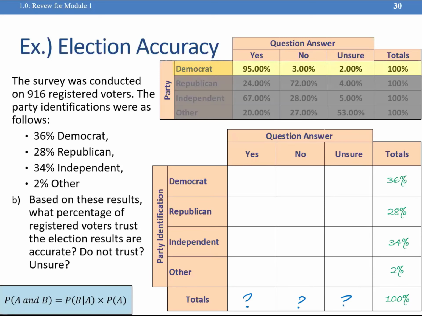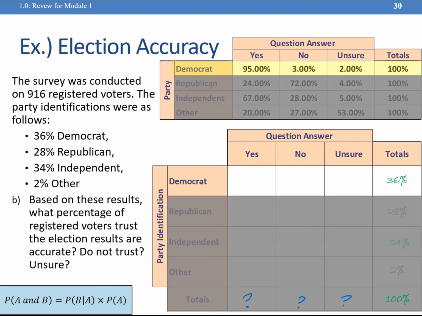So I'm going to isolate one group at a time again from the conditional table. So the conditional table, note that the conditions are horizontal, they're in the rows. So I'm going to isolate one row at a time. So first I'm going to look at the Democrats. And I'm going to say 95% of Democrats. Well, we had 36% Democrats. So I would say 0.95 times 36% of the Democrats. And then that would give me my percentage of the ands. So that would give me 34.2%.